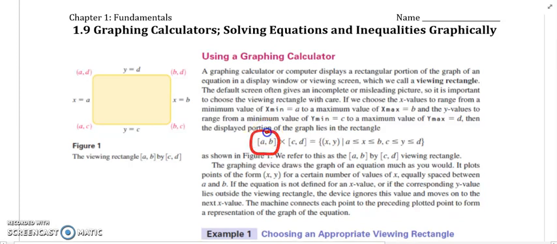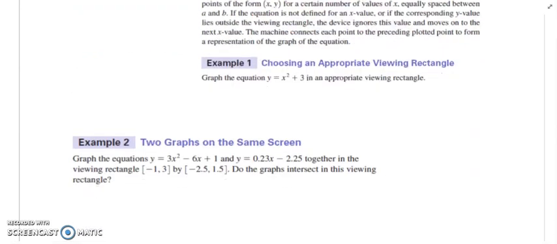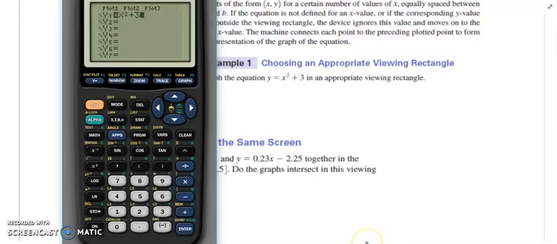This is the window, so some of your homework problems are going to say, hey, look at it in a certain window, and this is for your x, and the second one's for your y. So example 1 says to choose an appropriate viewing rectangle. If you graph this equation on your graphing calculator, most of you know we can zoom 6, which is the standard, so negative 10 to 10, negative 10 to 10, and that's fine. That's an appropriate window. I can see the vertex and I can see the shape.